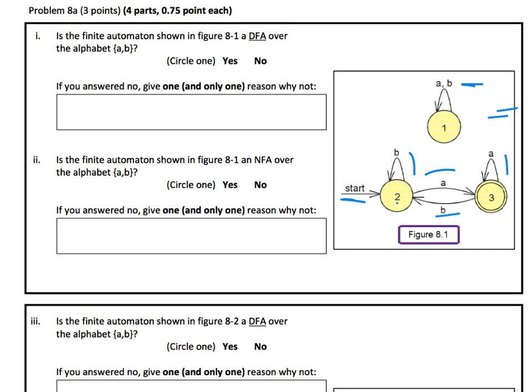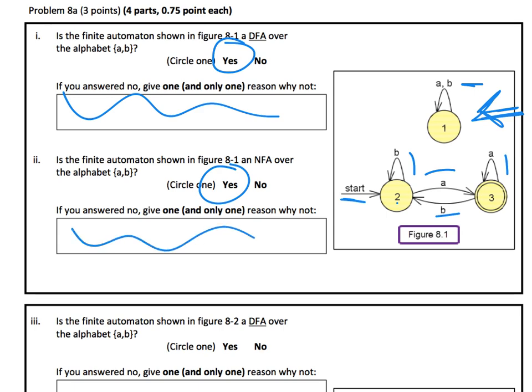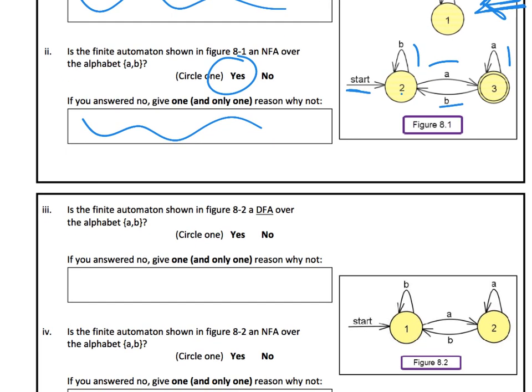Yeah, I know that state 1 is floating out in Never Never Land, but there's nothing about the definition of a DFA that says you can't have a state floating out in Never Never Land. So yes, it is a DFA, and I just get to skip this part. So is it an NFA? Absolutely. If it's a DFA, it's an NFA. I don't need to do anything there. All right, let's look at the next one.